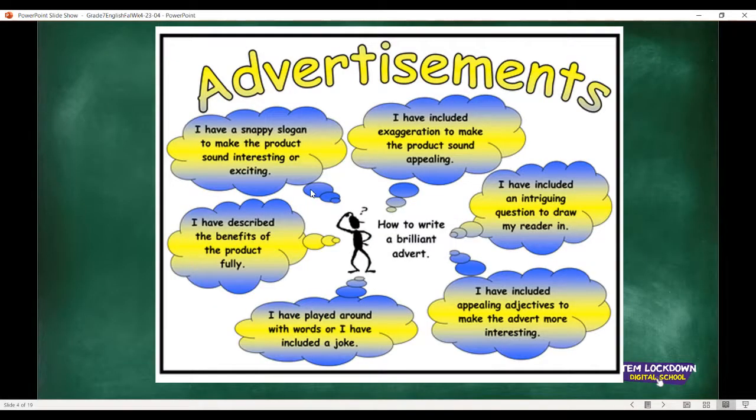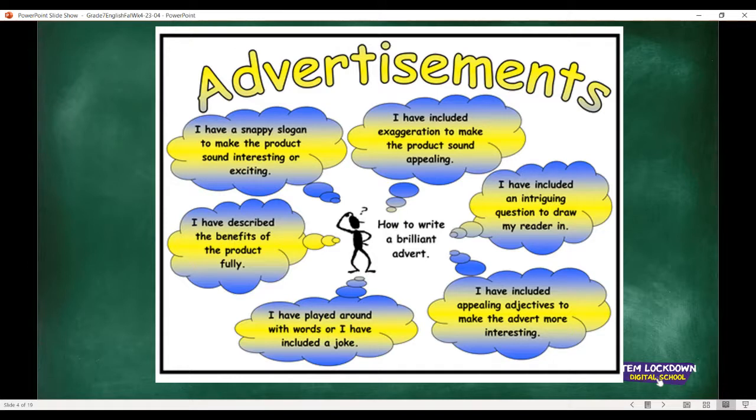Right, this is a very, very nice mind map I found, and I thought you could actually do it yourself. Maybe just like in a rough draft, you can actually write this down now while I'm going through it in case you're afraid you missed something. Okay, so how to write a brilliant advert. Remember all the techniques and persuasions and different things we discussed this week about adverts. So let's look at some of his ideas.